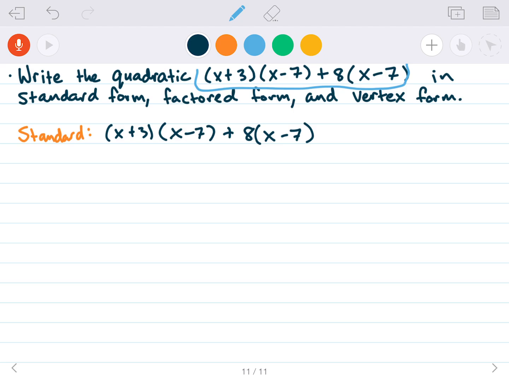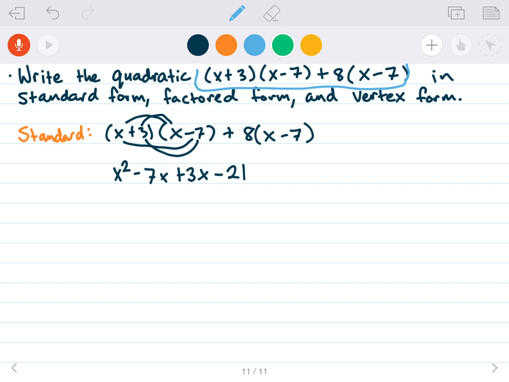So what I can do is first FOIL these two binomials in the front. X times x is x squared first. Outer, x times negative 7 is negative 7x. Inner, plus 3 times x is positive 3x. And last is positive 3 times negative 7, which is negative 21. And I can combine those now or later, it doesn't matter.